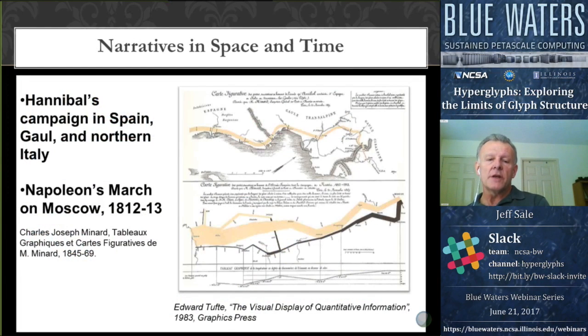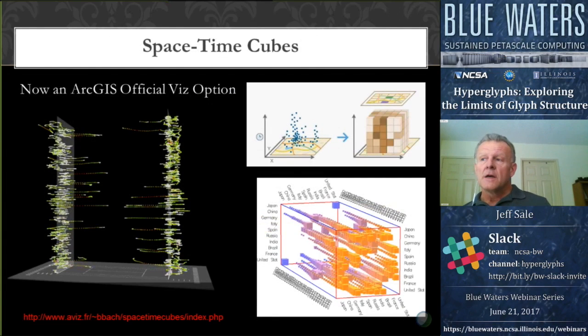Now, I talk about that because a lot of what I'm going to show you deals with data that's visualized in both space and time. And this is a classic visualization done two centuries ago that shows the progression of military campaigns, one by Hannibal, another one by Napoleon. It's also a multivariate type of display. It not only shows time, but it shows change in space. So the concept of space-time cubes has now become a fairly standard approach. In fact, it's an official option in ArcGIS to visualize spatiotemporal data.